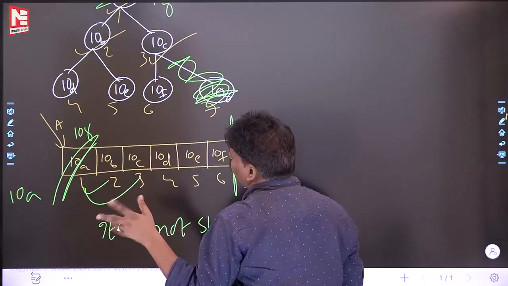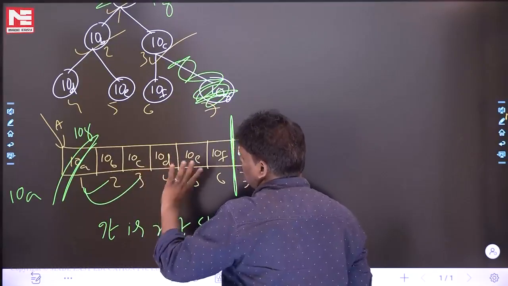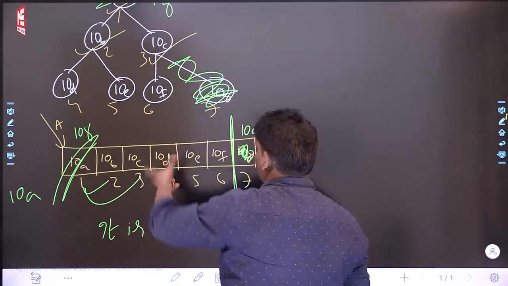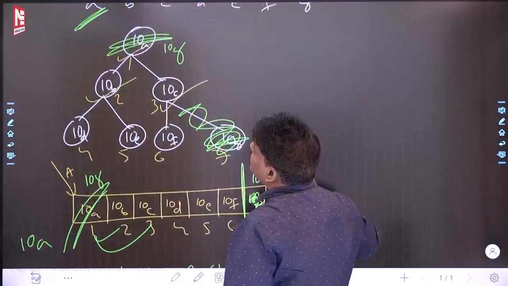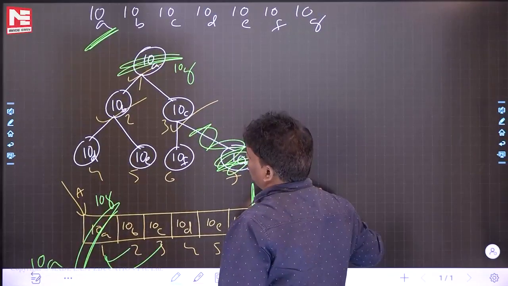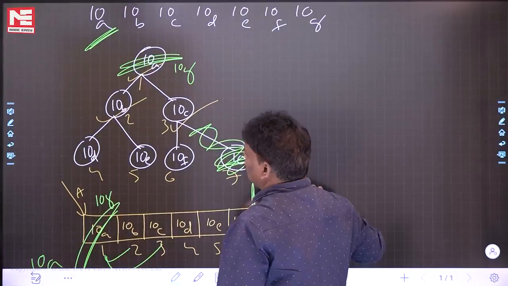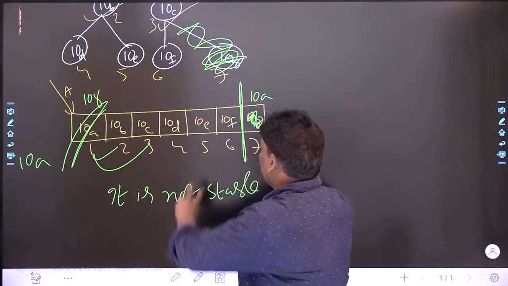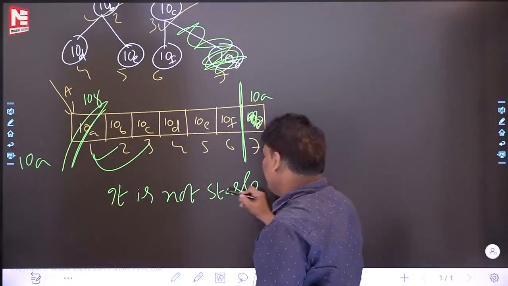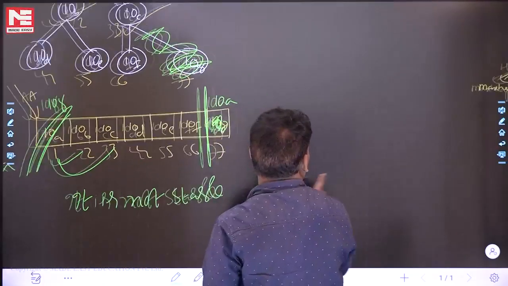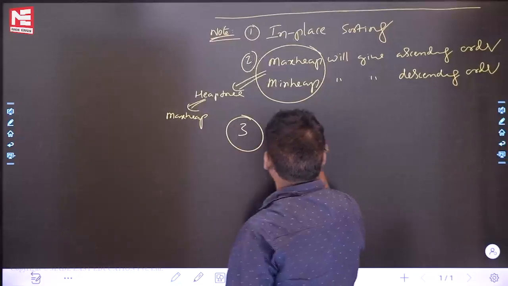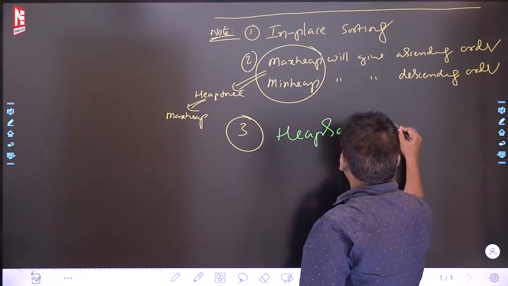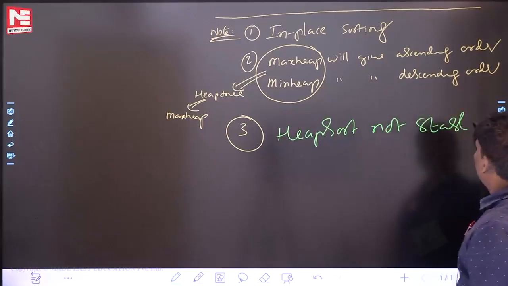What is the meaning of the stable concept? Repeated elements' order cannot change. But here the repeated elements' order is changing. Before sorting, 10A is the first 10, right? But after sorting is over, the first 10 went to the last place. So it is not stable. That is the third point I want to say to you. Let me write here. Third point: heap sort is not stable.